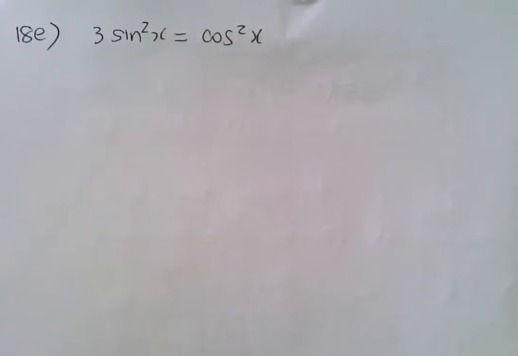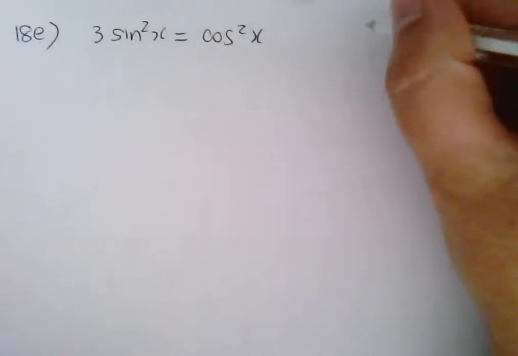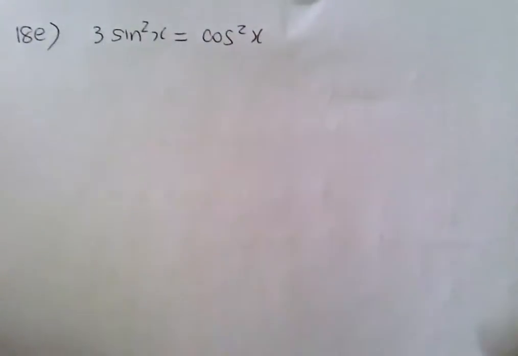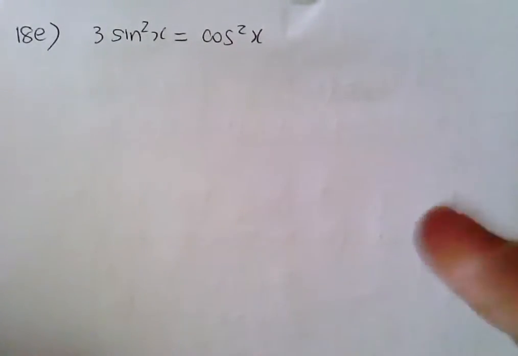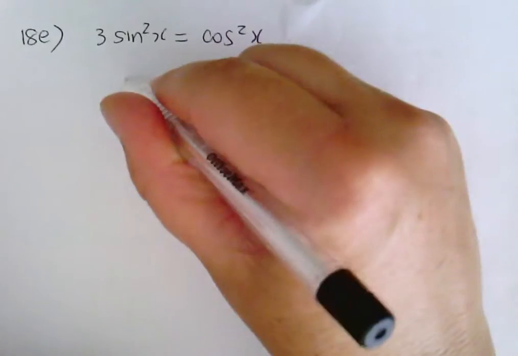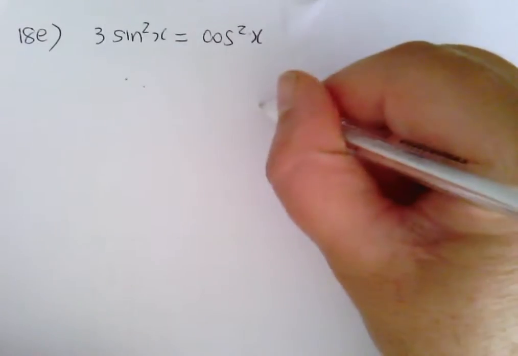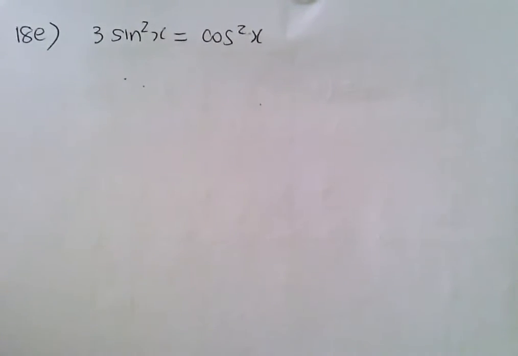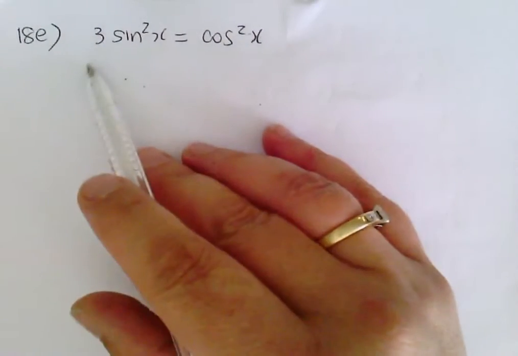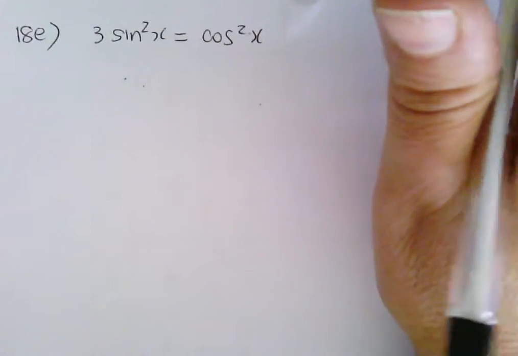All right, this question. If it was just 3 sine x equals cos x, what would you do? What's the rule? What do sine and cos make? Tan. So you divide both sides by cos squared x. Or I'd be dividing by 3 cos squared x. Actually, cos squared x equals 1 minus sine squared x.